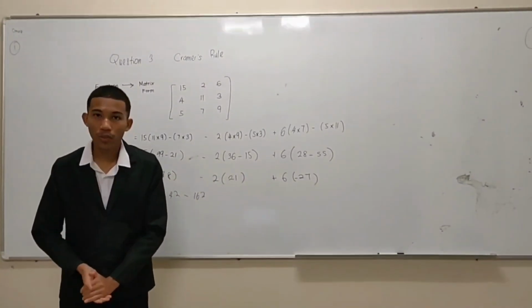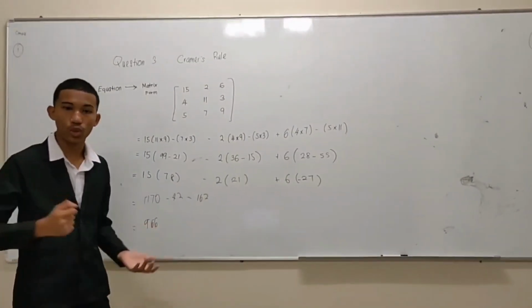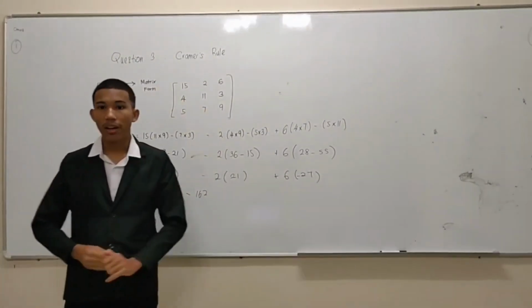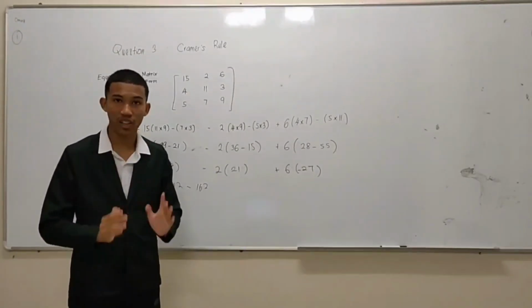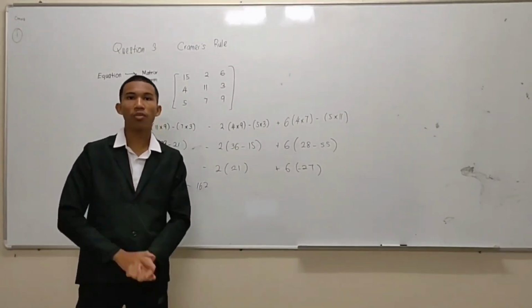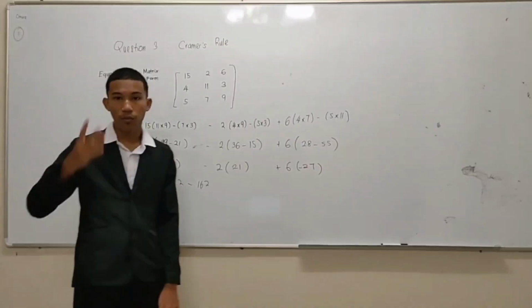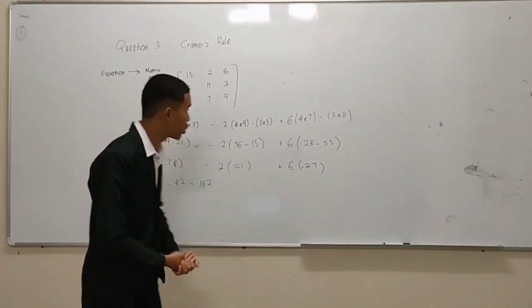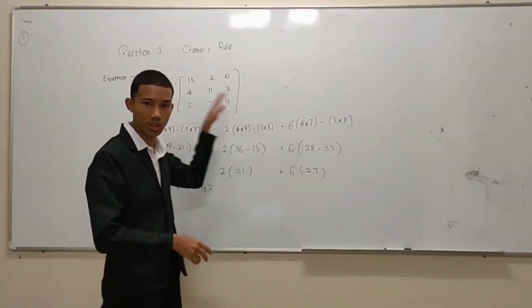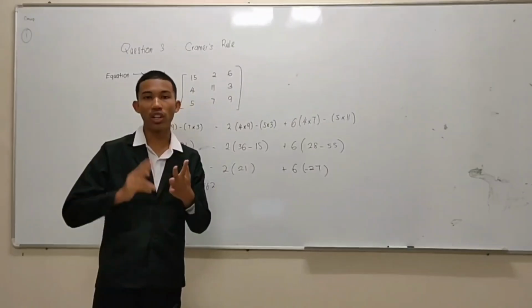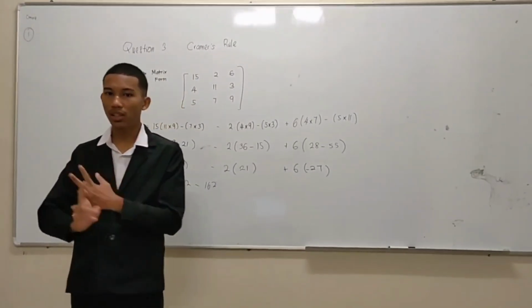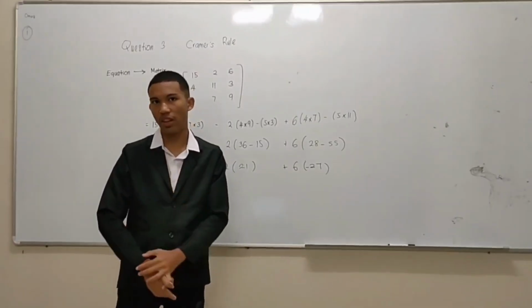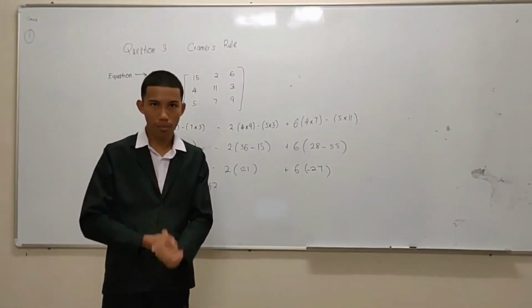Okay, now we move on to question B. We need to use Cramer's rule to find how many bags of thyme, lemongrass, and lavender are needed in total. So here we need to make 4 determinants, which means the first determinant is the total, the second determinant is for thyme, the third determinant is for lemongrass, and the fourth determinant is for lavender. First, let's make them one by one.